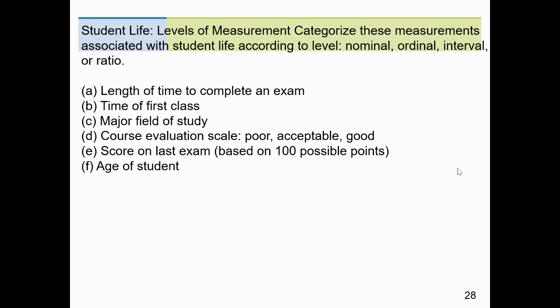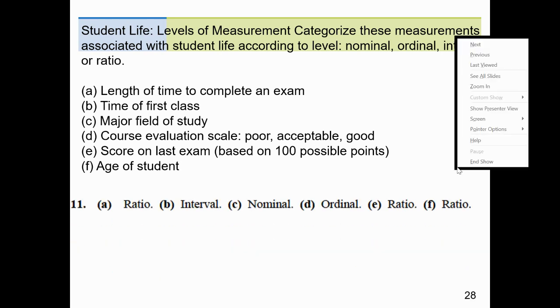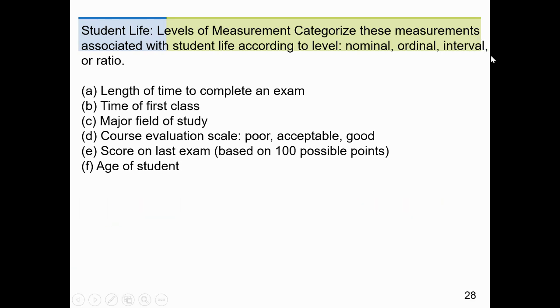Length of time is the ratio level. If someone took 30 minutes to do an exam and somebody else took 15, the person who took 30 minutes took twice as long. Ratio level of measurement. Time of class, well, time of day, that's the interval level of measurement. There is no zero. Your major field of study: I'm a biology major, I'm a math major. It's a label. I can't order that.